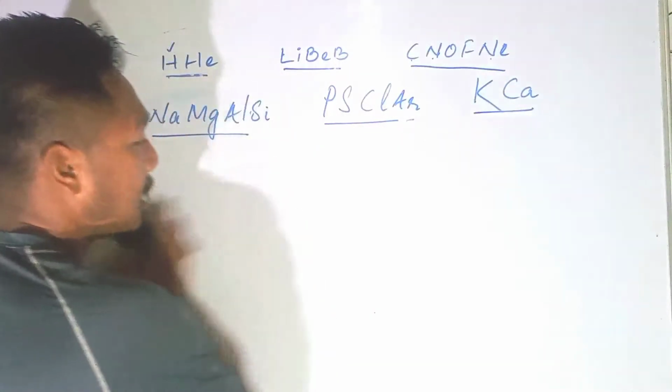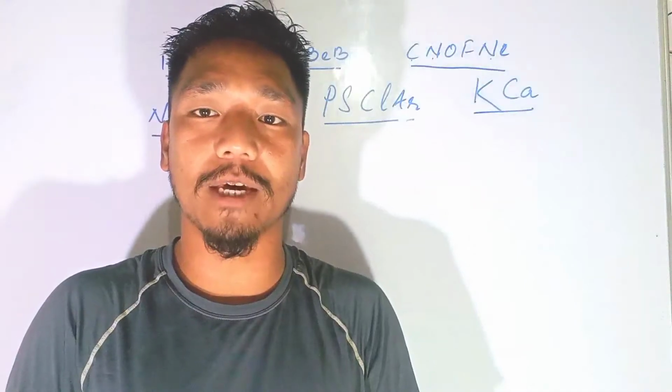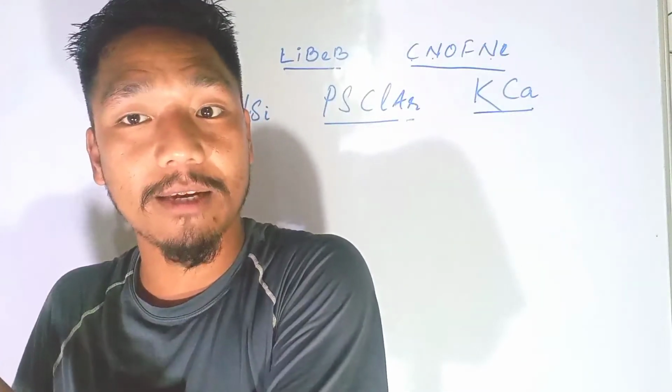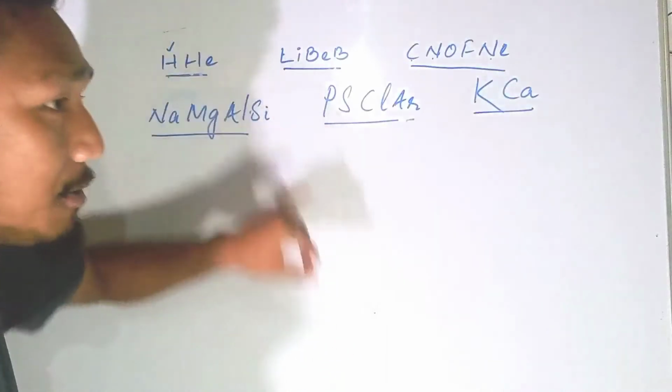What is it? Another 10 elements, and all these 10 elements are in the form of a sequence. 1, 2, 3, 4. Like we have a roll number in our class, these elements also have their own roll number, and we don't call it a roll number. Instead, we identify them as the atomic numbers.